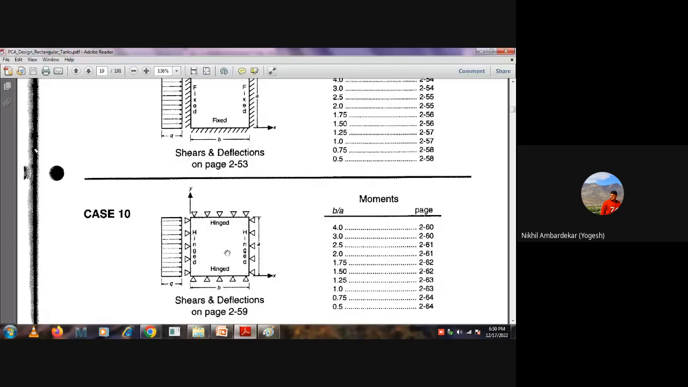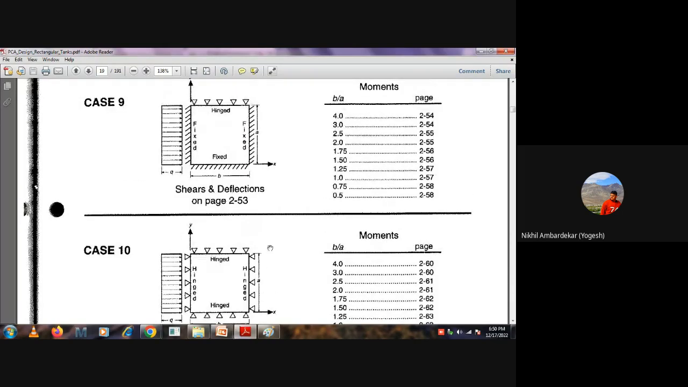If there is a hinge or pin condition, but for water tanks mostly we use only fixed condition for three sides. For the wall to wall connection and wall to base slab connection, 99.99% will be fixed to avoid leakage and those things.